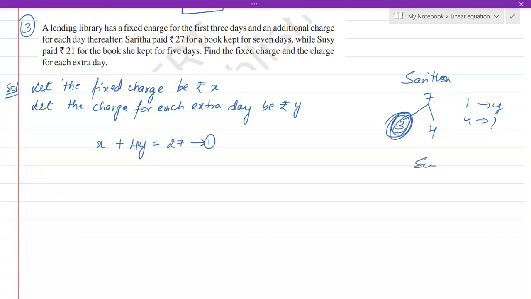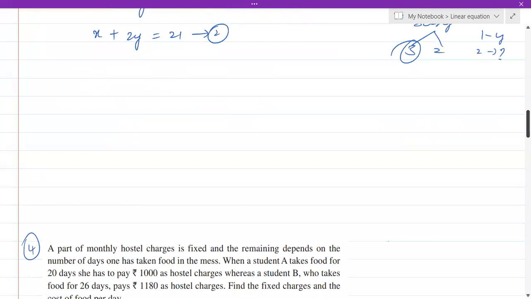Similarly, coming to Susi, she has kept the book for 5 days. For the first 3 days, she has to pay X rupees. The remaining is 2 days. For 1 day, it is Y rupees. For 2 days, it is how much? 2Y. So X plus 2Y is equal to 21. We got our 2 equations. So let's solve by elimination method.